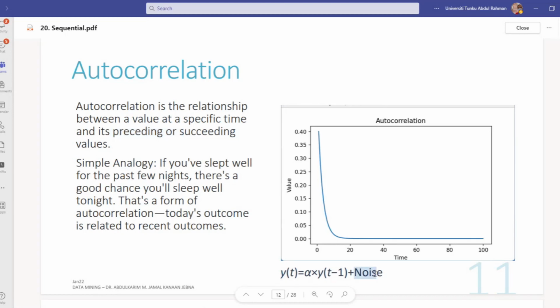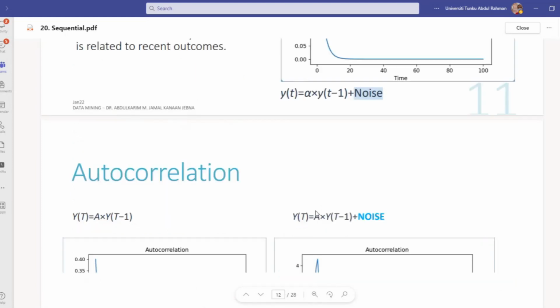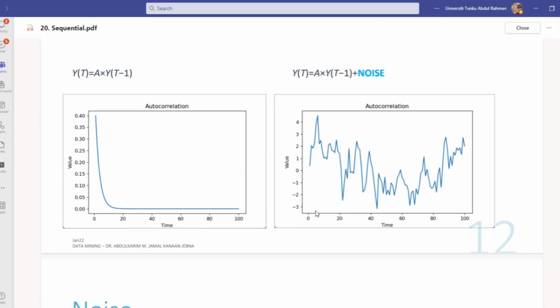By the way, there's no noise here. This is wrong. I'm going to fix it, hopefully later, if I don't forget. In this figure, there is no noise. But in reality, you will have noise. So again, this is the figure without noise.